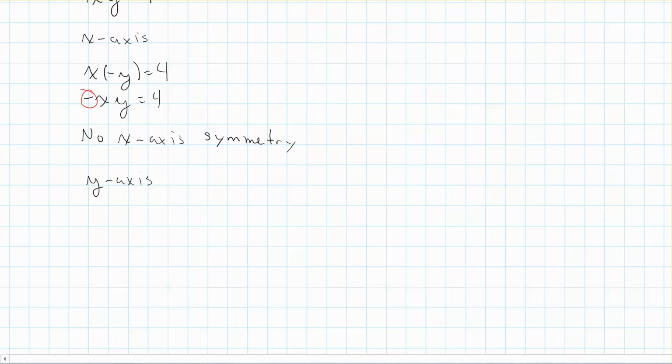Y-axis. Okay, well, let's do another test. Test for y-axis is we put negative x in. And so this would again just be negative xy equals 4. Same reason as above. I won't even bother circling it this time. We have no y-axis symmetry.